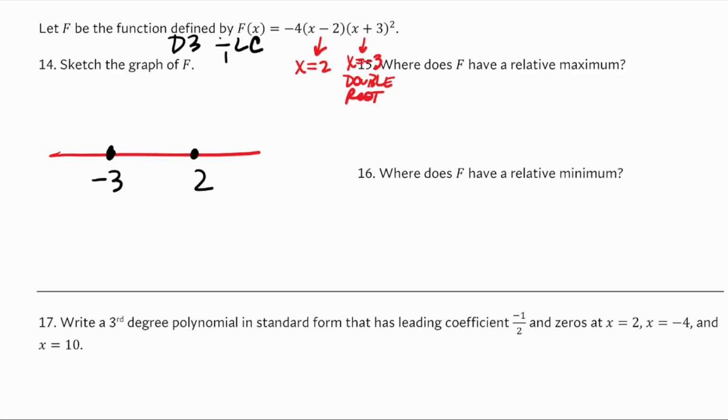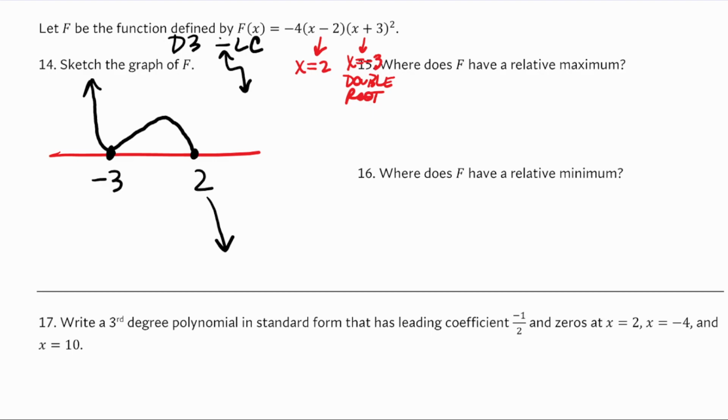So, oh, whoops, I don't know why I was erasing that. That's what it's going to look like. And come from above, x equals -3 is a double root. x equals 2 is a single root. There we go. Okay, where does f have a relative maximum?